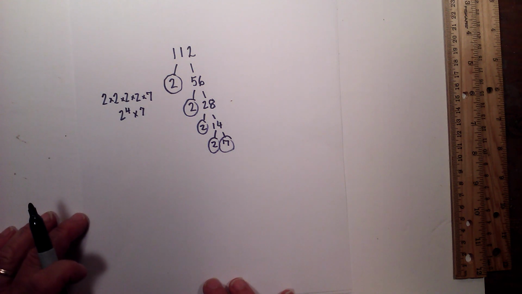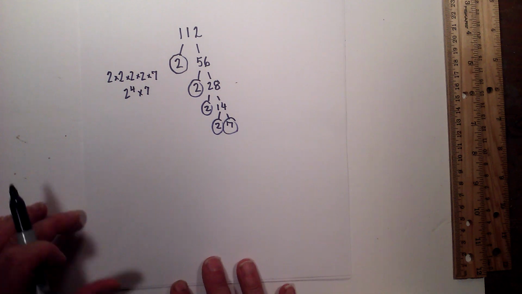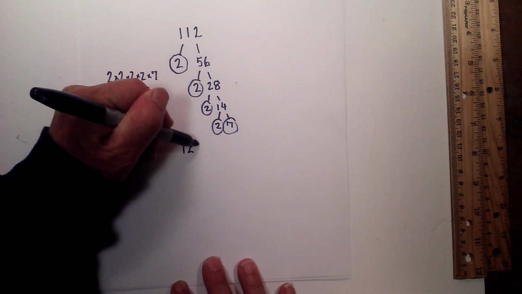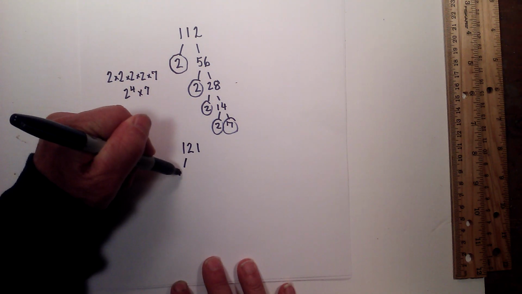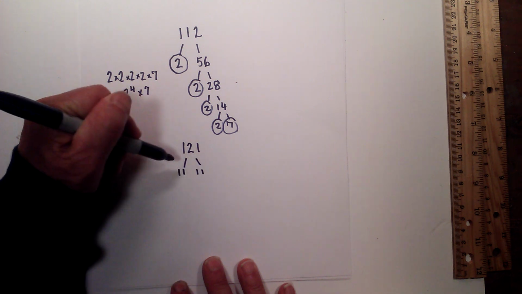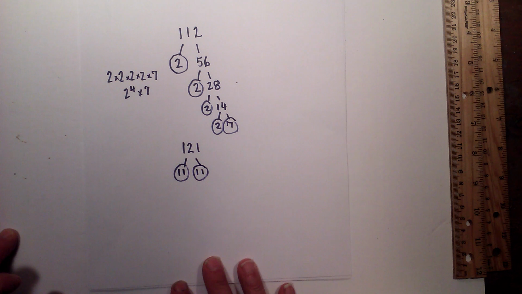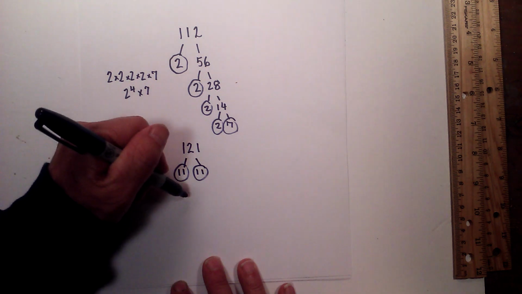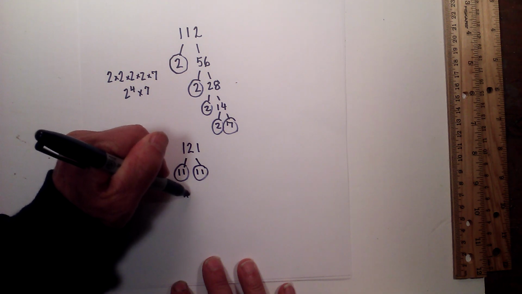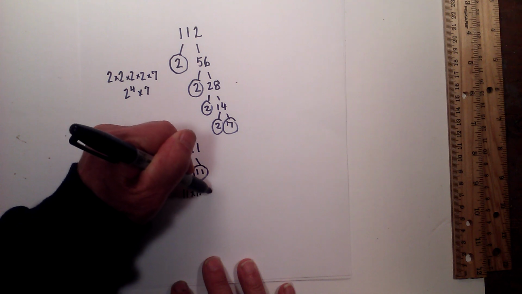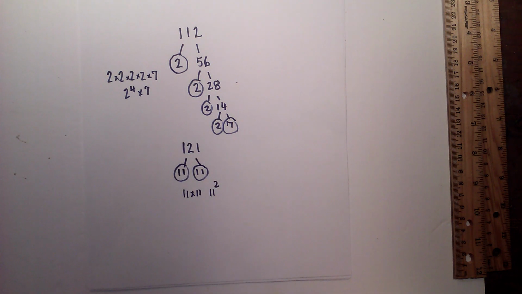Okay, so now let's move on to 121. It will not take long. 121 is 11 times 11. Circle both of them because they are prime. So the prime factorization of 121 is 11 times 11, or 11 squared.